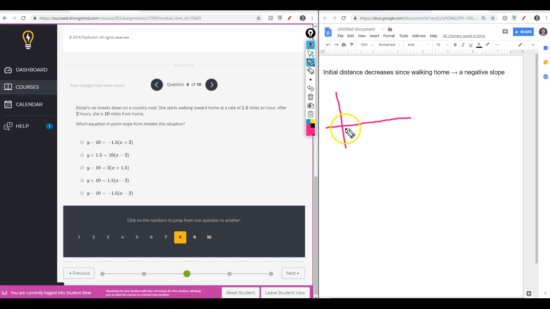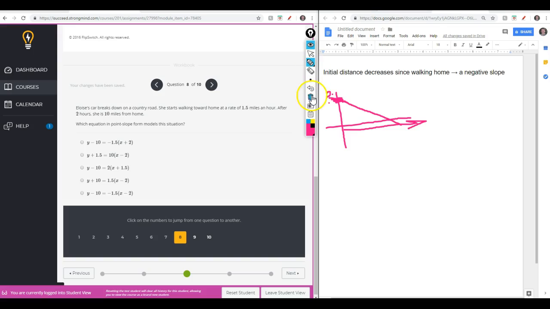she is at time 0 when she breaks down. She is somewhere. We are not sure how far away she is. So at time 0, we don't know how far away she is. We just know that she is walking towards home. So as time increases, so time is going this way, her miles decrease. So miles is right here. Her miles would go down because she's getting closer to home. So that's just what I'm noticing first about the negative slope.